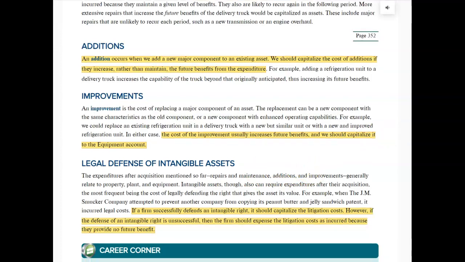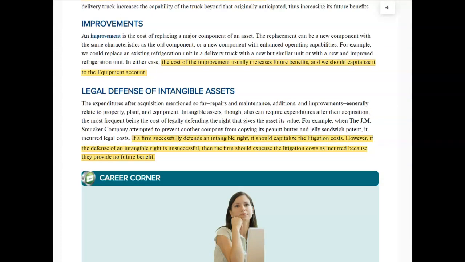Legal defense of intangible assets. A lot of times, we see people copying our patent, violating copyrights or whatever, and we get into a legal battle with someone. If we lose the legal battle, then we just expense off the legal fees. If we win, then we capitalize the litigation cost to the asset it relates to. So you show it as an asset. So it depends on if you win or lose the lawsuit on how you handle the legal expenses. If you win, capitalize them, add them to the cost of the asset. If you lose, expense them immediately.